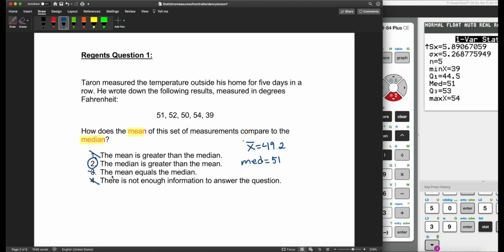Okay, so using our calculator, we were able to find the mean and median and compare them to get the right answer on a multiple choice question on a Regents. Now let's look at a Regents question that is not multiple choice. That is a part 2 Regents question.